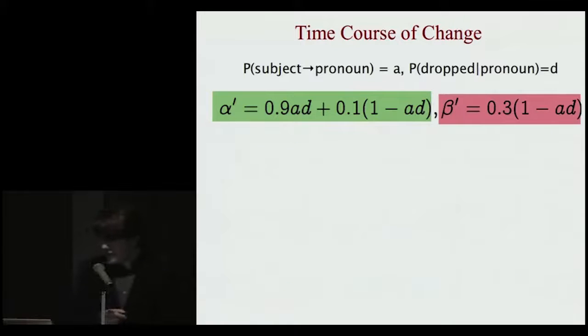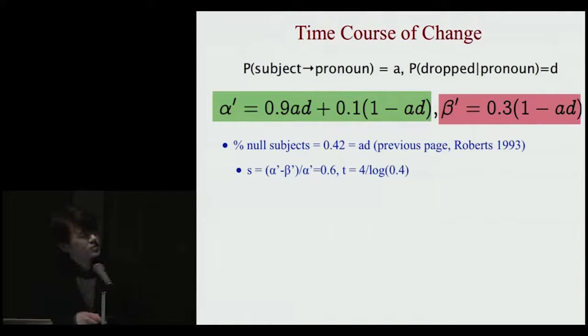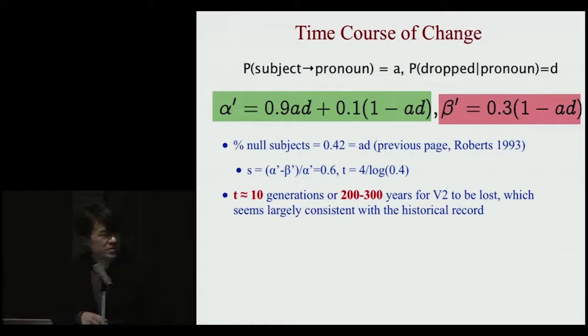We can go slightly further. Okay, so we calculate now. This is just rewriting what I had earlier, and we can calculate S, which is now, since we know the percentage of null subjects is about 42% from Roberts' data, we can rewrite S as 0.6. So we can actually estimate the number of generations we expect to take for V2 to lose out to SVO. And that's about 10 generations.